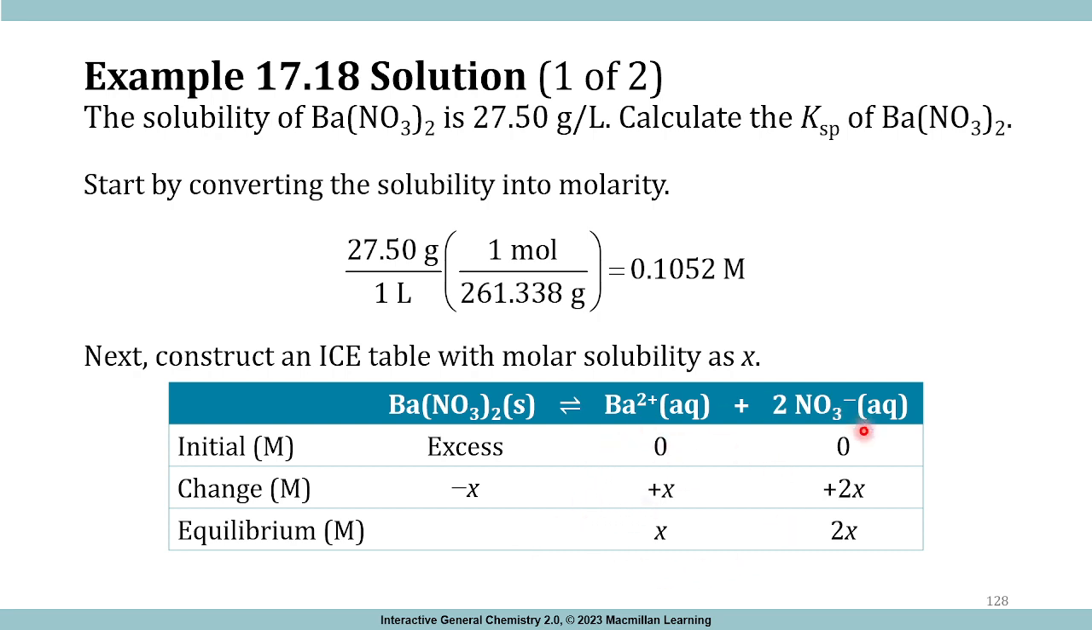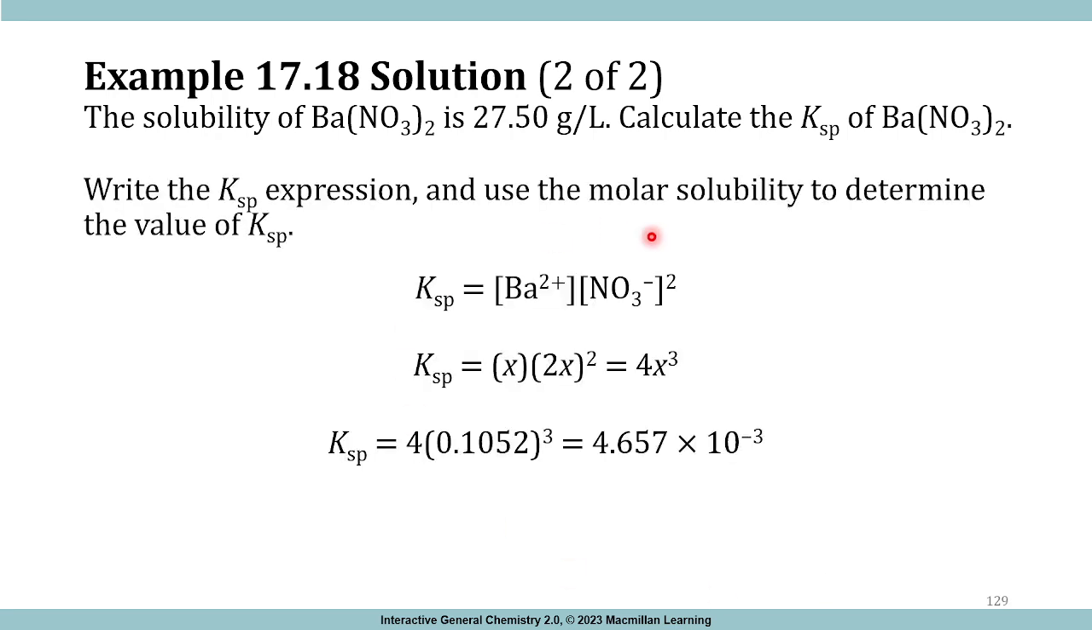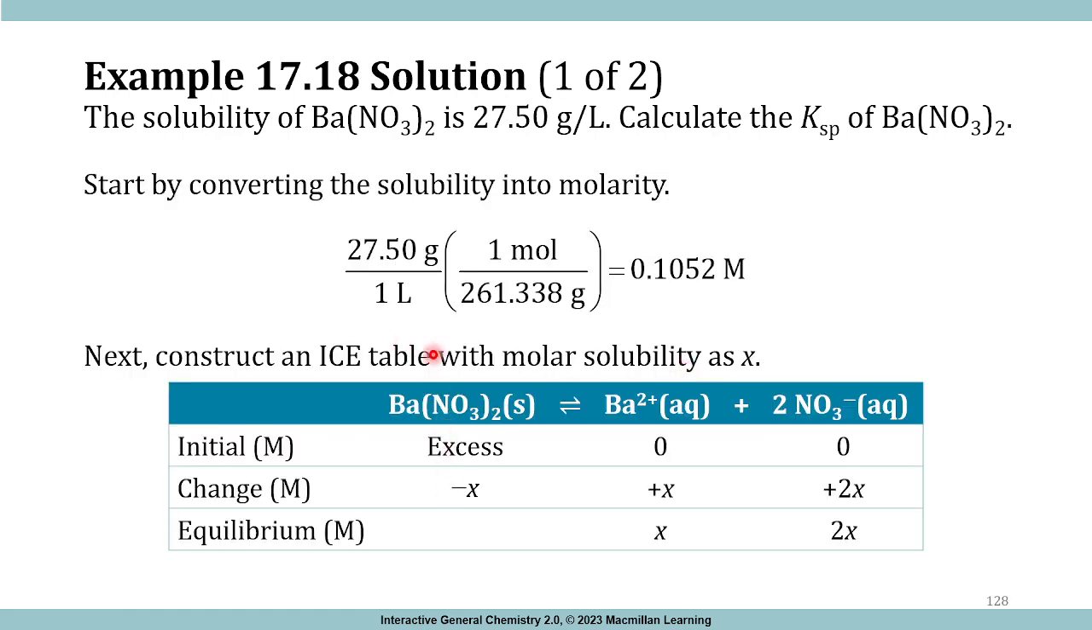So this is 0, 0. You get the idea. Anybody have any issues? Fantastic. So we write out our KSP expression. Again, this is an x and a 2x raised to the second power. That's going to give us a 4x cubed. We go ahead and substitute this in this time because we have a concentration here for this barium nitrate.